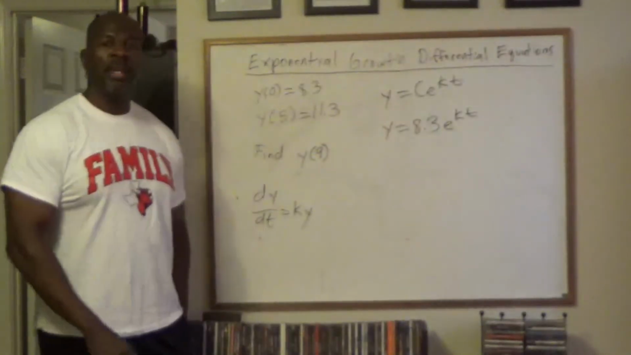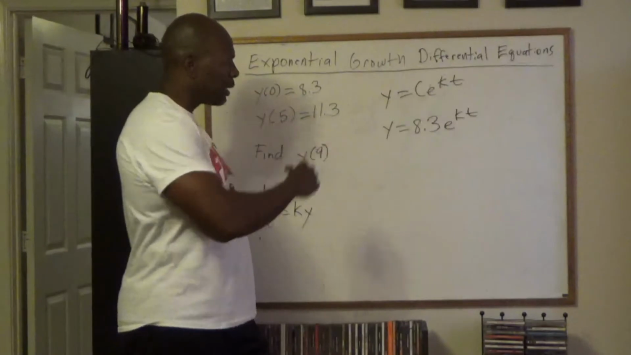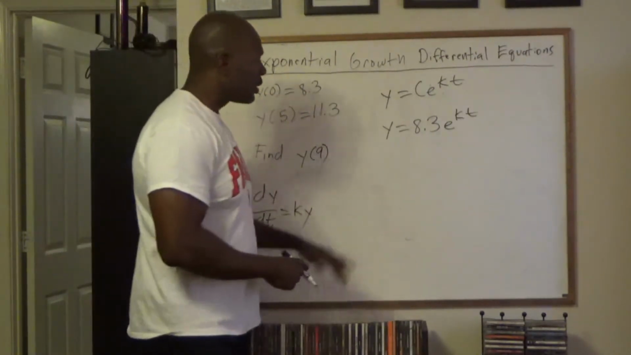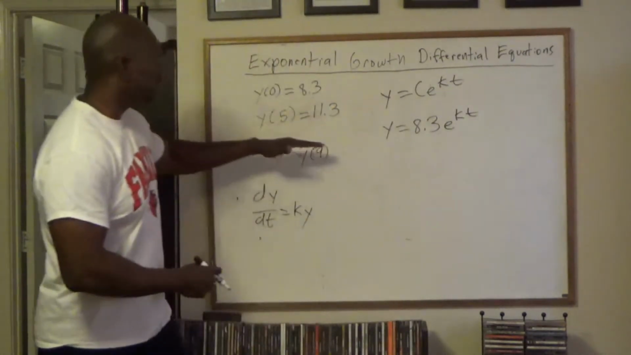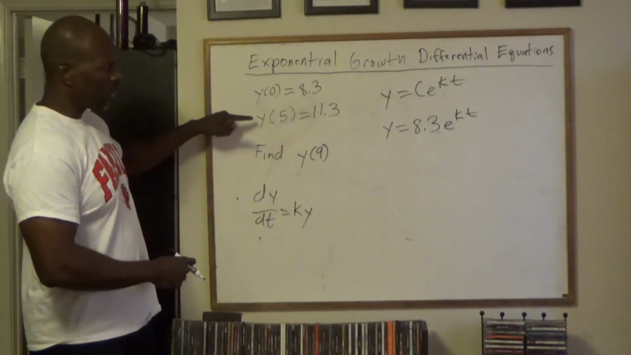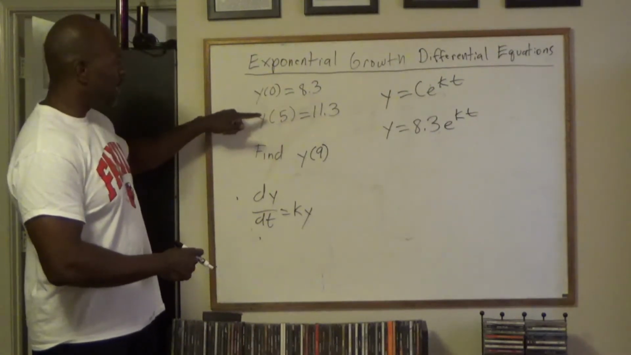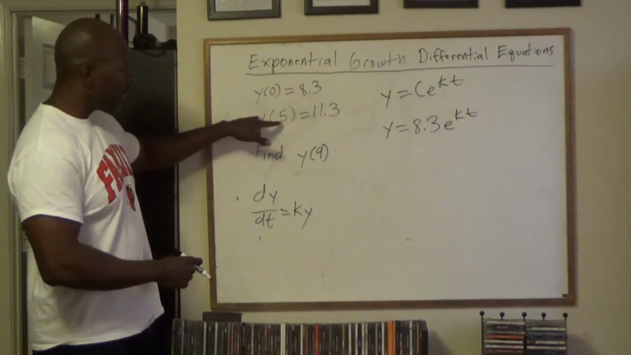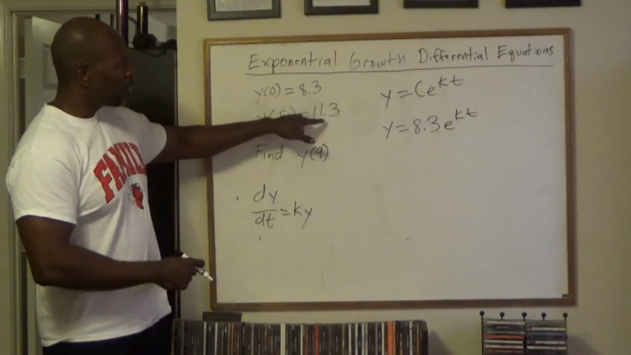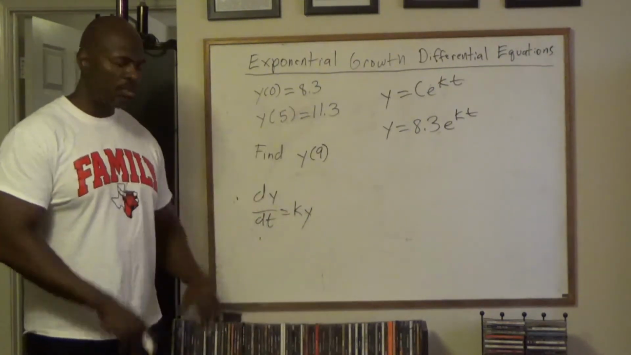Alright, so we found c fairly easy. Now we need to find k, and then we'll just plug in 9 for t and be on our way. So to find k, I'm going to need to use this second condition that was given. I'm going to plug in 5 for t and 11.3 for y, and then I'll be able to easily solve for k.